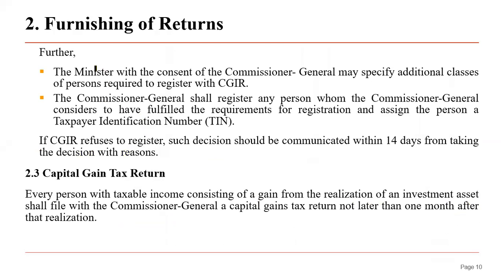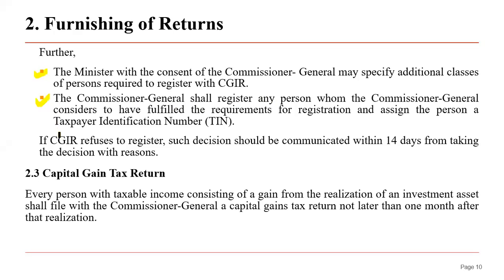Here is the summary version: the minister, with the consent of the Commissioner General, may specify additional classes of person required to register. If the minister asks that customs commissioners also have to have a tax file, then the minister can do that. Then the Commissioner General shall register any person if they are willing to do so. The Commissioner General has power. If the Commissioner General feels that a Japanese student who is earning more than this 250,000 or something should register, they can ask them: you have to have a file. Then they can do the registration.